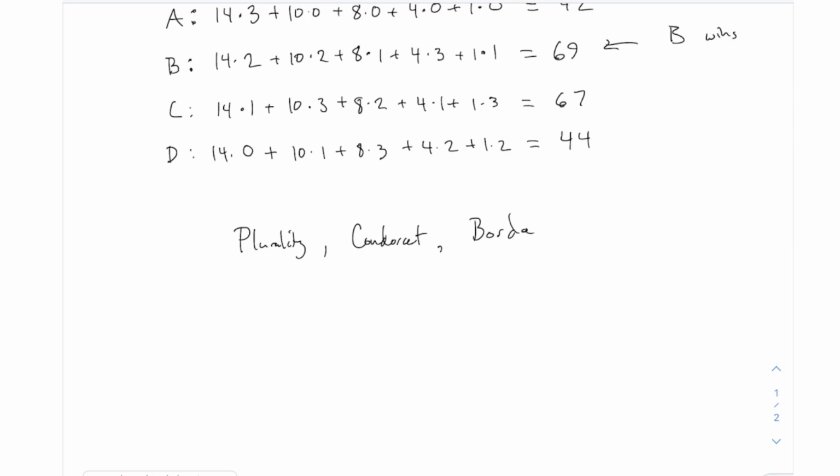There's one more major system that we're going to talk about, although I don't think we're going to get to it today. I wanted to do one more big example involving these three and figure out the winner with each of those three. This is what a lot of the homework is about.